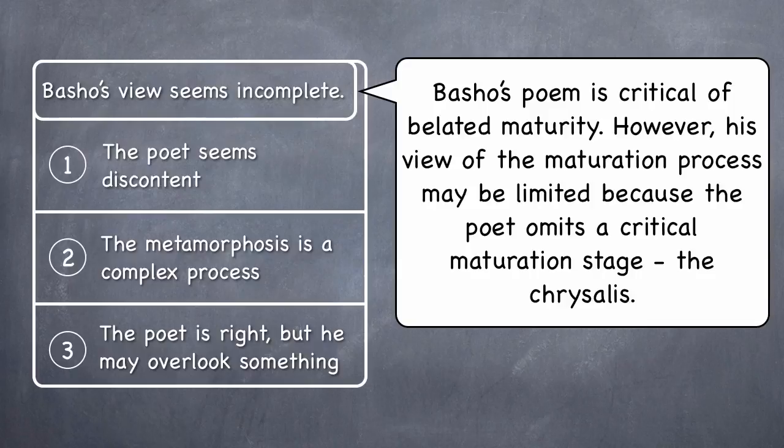However, his view of the maturation process may be limited. I'm not saying that it is limited because I don't want to really criticize the poet. He's a great poet and I don't want to be that critical because after all, he has a right to be discontent. But I'm going to say that it may be limited because the poet omits a critical maturation stage, the chrysalis. And who knows, maybe he doesn't want to talk about the chrysalis because this is a stage where adults should guide their children or their adolescents and help them become more mature.